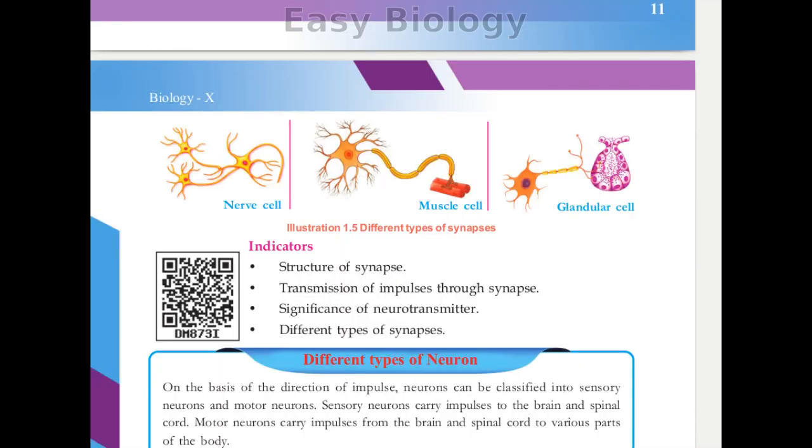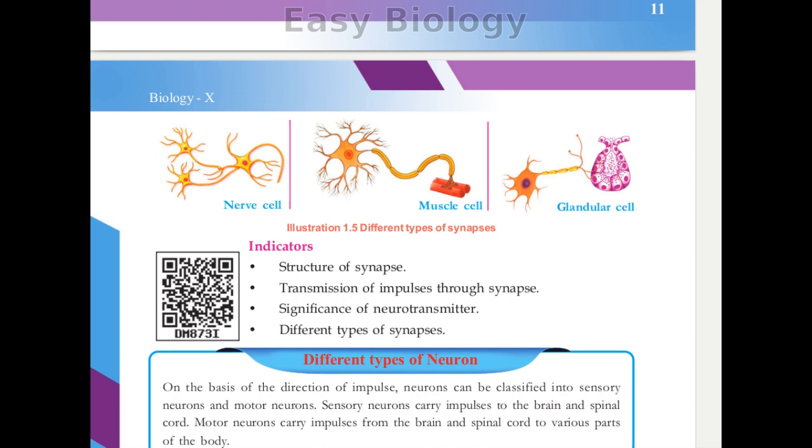Next we can study about the different types of neurons. According to the direction of impulse, neurons can be classified into two. They are sensory neurons and motor neurons. Sensory neurons carry the impulses to the brain and spinal cord. And motor neurons carry impulses from brain and spinal cord to various parts of the body.